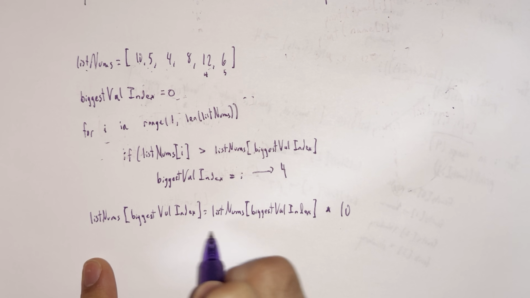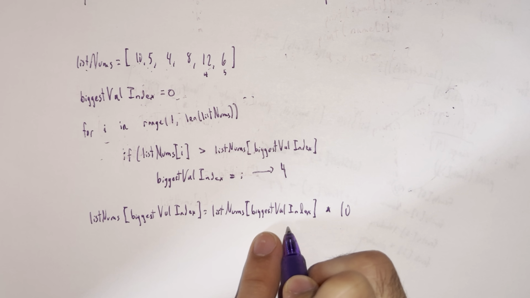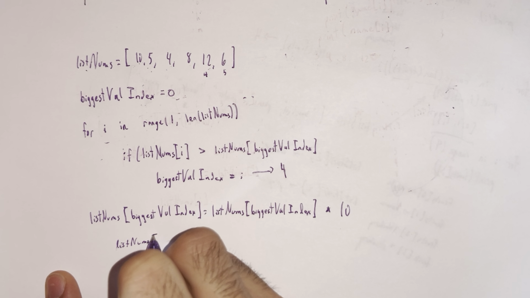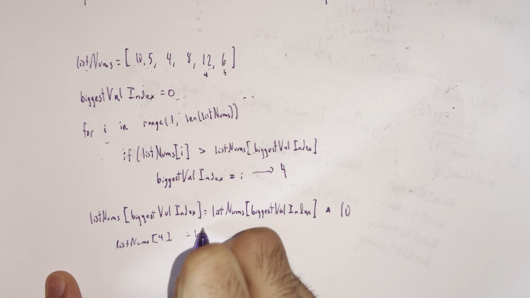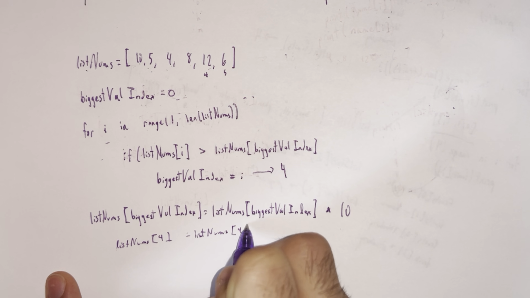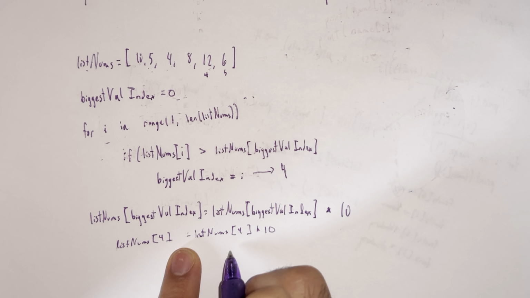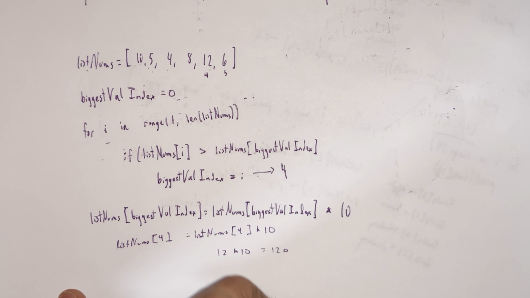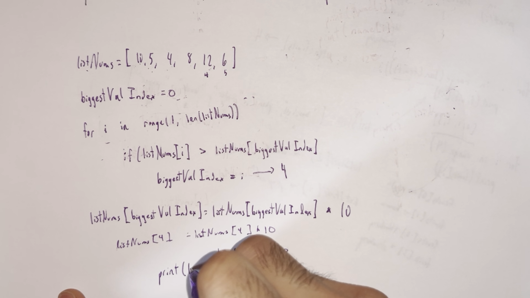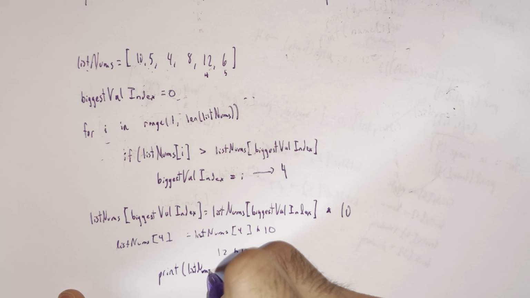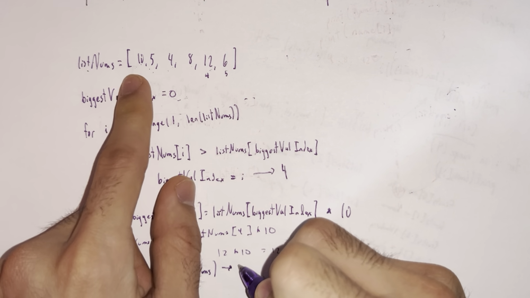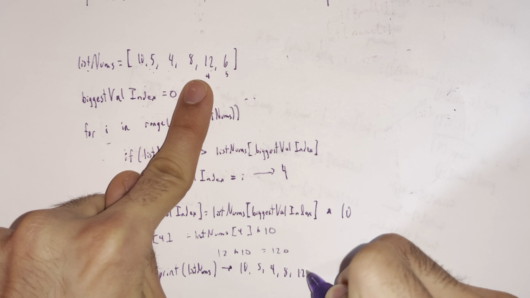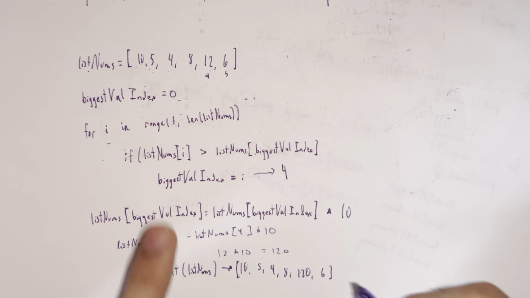So list nums at 4 equals list nums at 4 times 10. So yeah, 12 times 10, right? If you were to print list nums, you would get 10, 5, 4, 8, 120, 6. That would be the list.